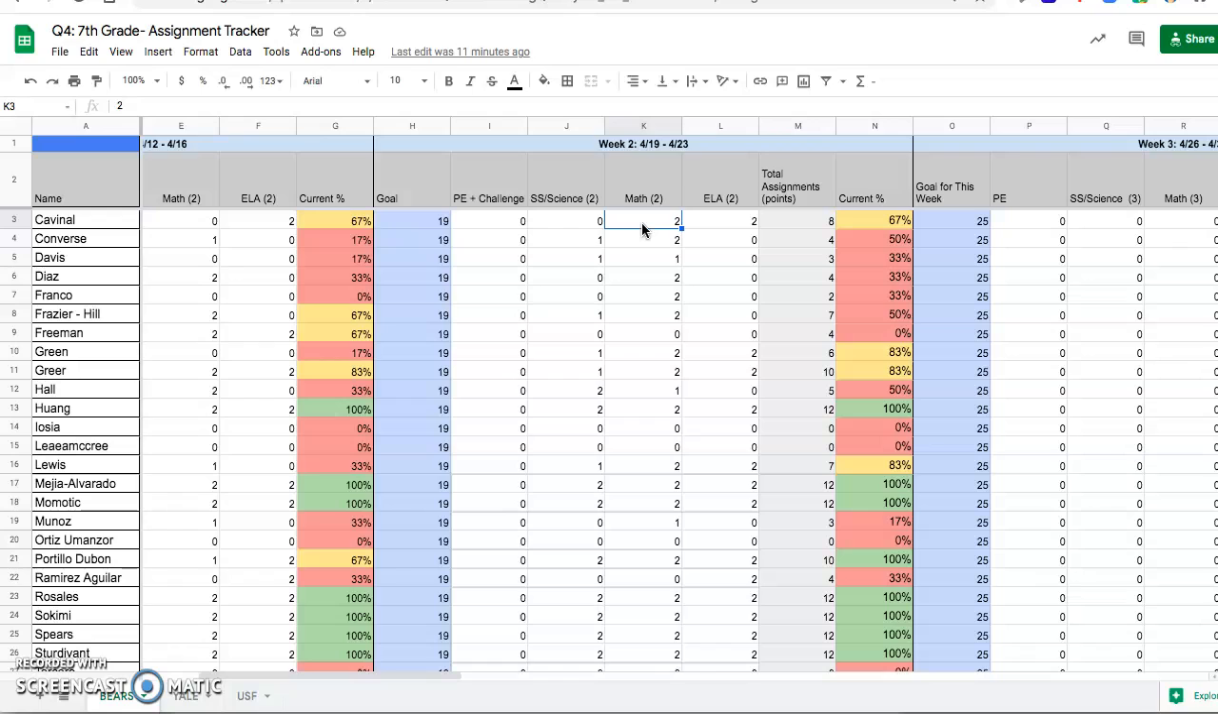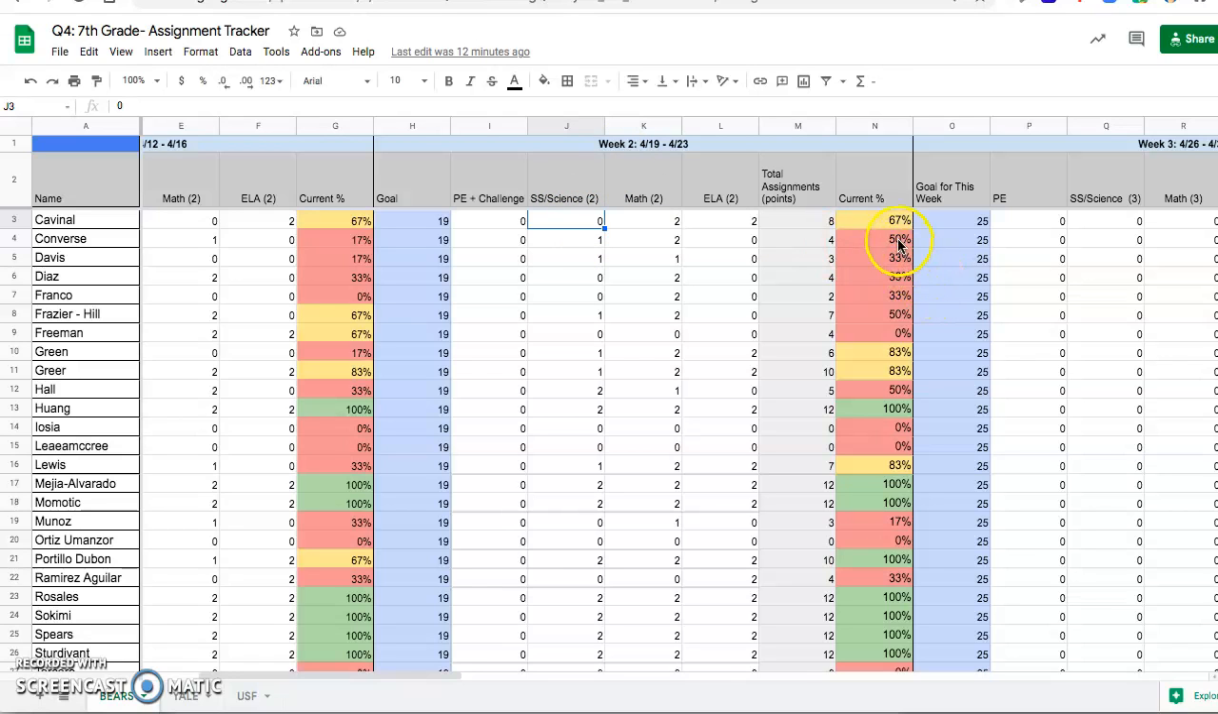So that's a big question that a lot of people had, what does the number symbolize? It symbolizes how many assignments were completed. So what this means here for Mr. Kavanaugh, for example, is that he did not complete any of his assignments for science and social studies. So that's what this would mean. So the 0 means that they need to make up the assignments that were given out.